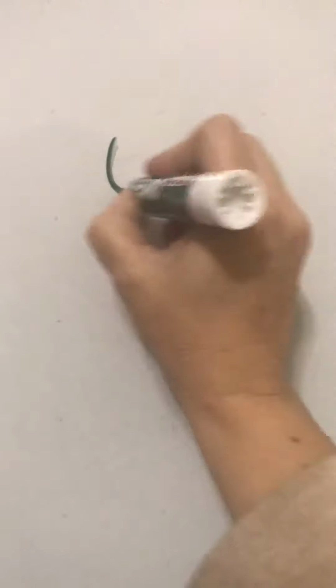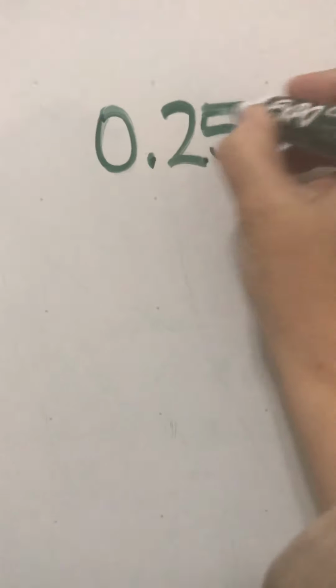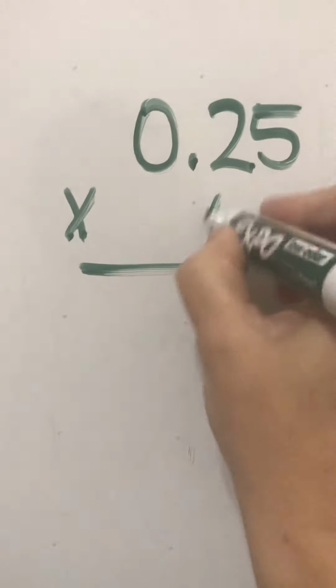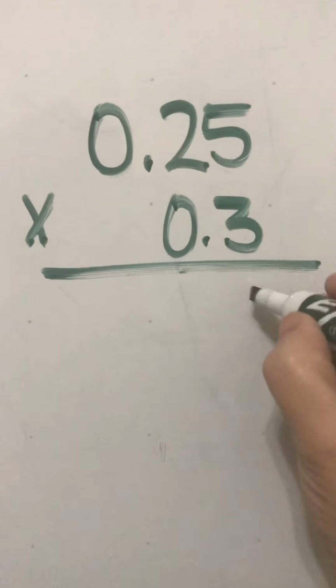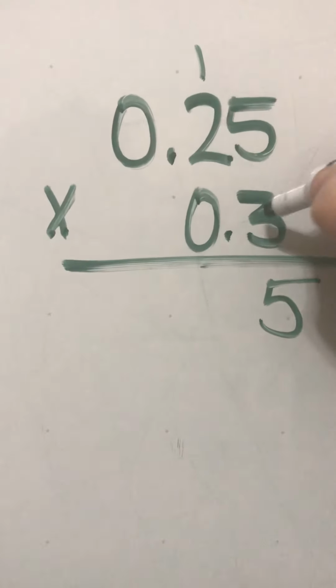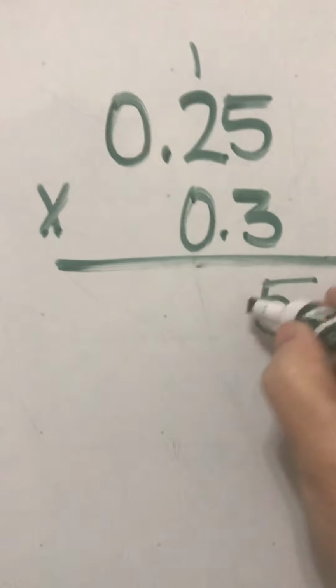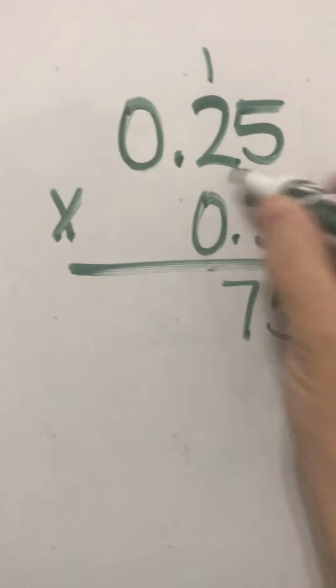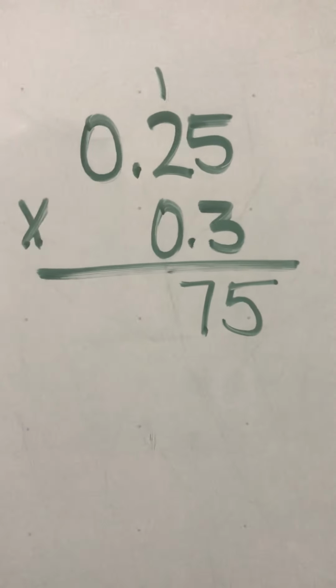Okay, let's try one more. And then I'm going to let you have at it, okay? But if I have 0.25 times, let's do 0.3. Okay, I'm going to do my multiplying. 5 times 3 is 15, carry my 1. 3 times 2 is 6, plus 1 is 7. And since everything else is zeros, that's really all I have to do, okay?